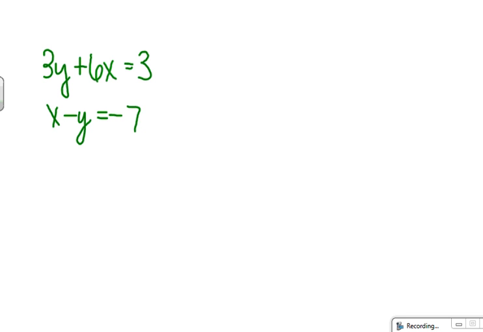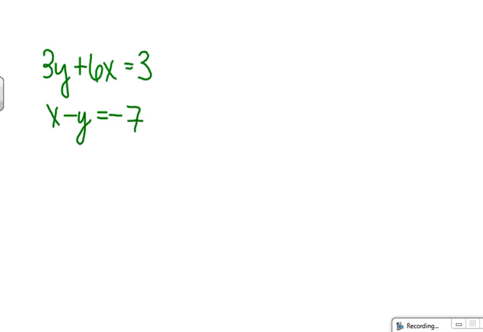Let's find a fun one that gives you some nice pretty numbers. I won't give you decimals yet. I'll give you a break. So let's say we've got 3y plus 6x equals 3. And then we've got another equation of x minus y equals negative 7.